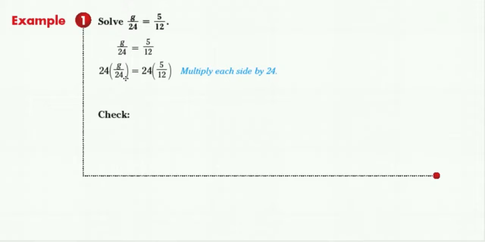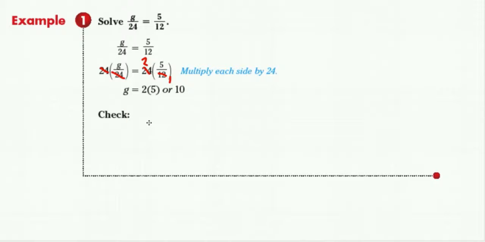Okay, and this basically gets rid of our 24, because 24 over 24 is 1. So that's g over 1, or simply g. Okay, and if we simplify this, that is a 2 and that is a 1. So what happens is that now you have g equals 10. Okay, the value of g is 10.